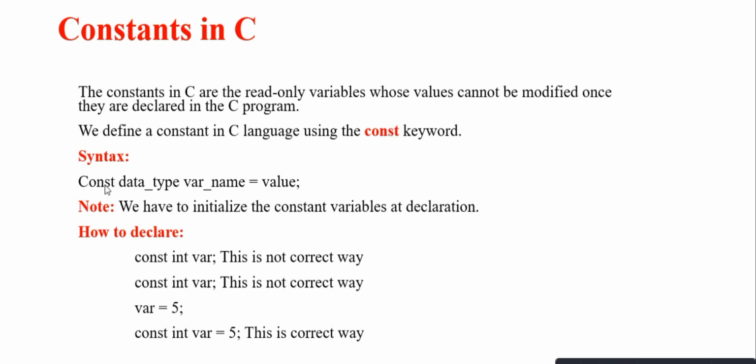Here is the syntax: const, data type, variable name, value. The important note is that we have to initialize constant variables at declaration only. Let's see how we have to declare the constant variable. The first two types are not the correct way because we are not assigning the value to the variable during declaration. If we write any of these two types, the system provides an error during compilation. In the third one, we are assigning the value during declaration. So this is the correct way to use a constant variable.